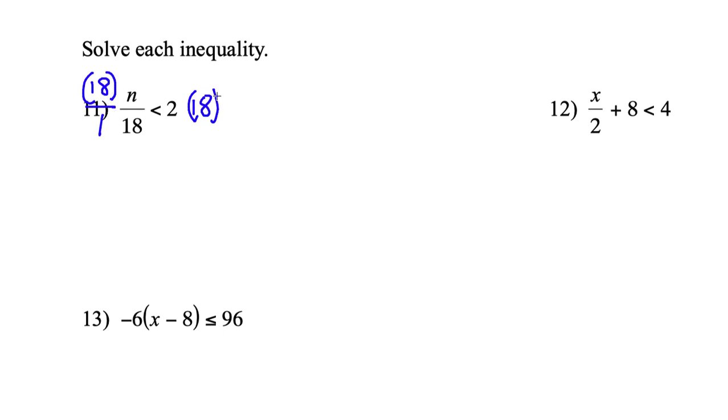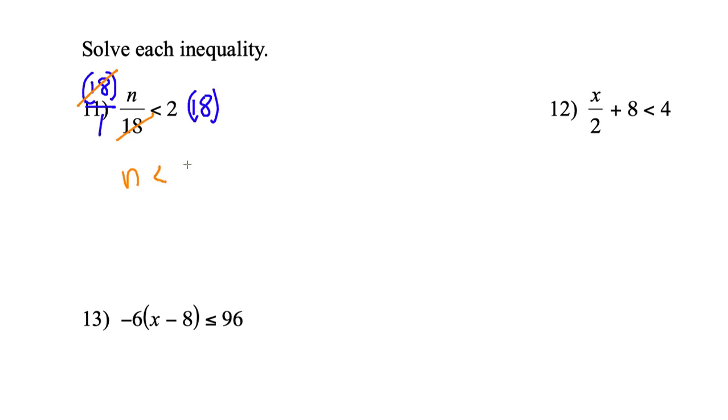Whenever I'm multiplying fractions, I can cross-cancel. If I have an 18 on the top and the bottom, the numerator and denominator, I can cross both of them off. If I cross both of them off, the only thing that I have on the left-hand side is the n. I'm going to copy down this sign. The sign will only change if I multiply or divide by a negative. If I add or subtract by a negative, nothing happens. It stays the same. I have multiplied by a positive, so it does not change.